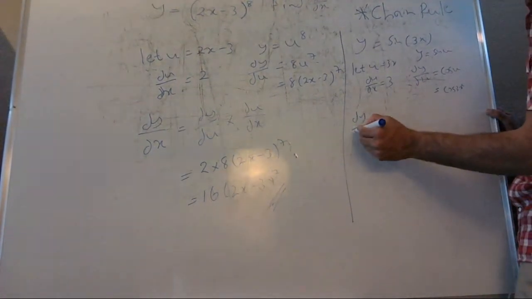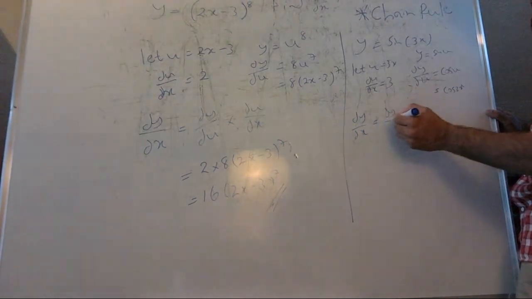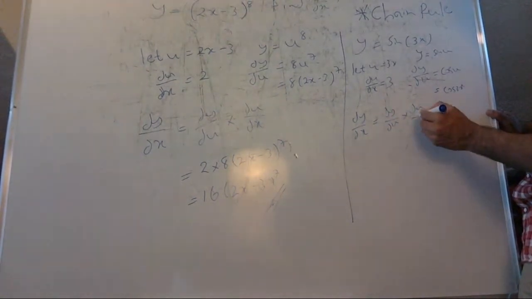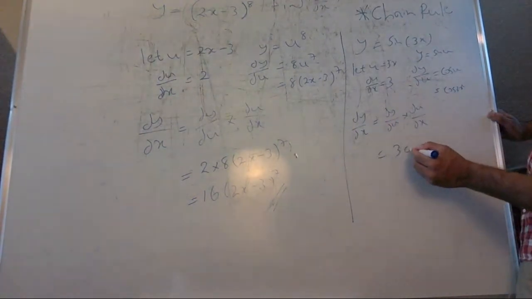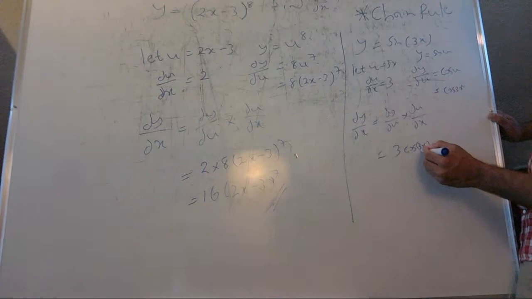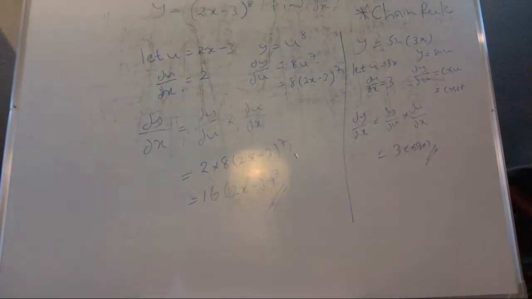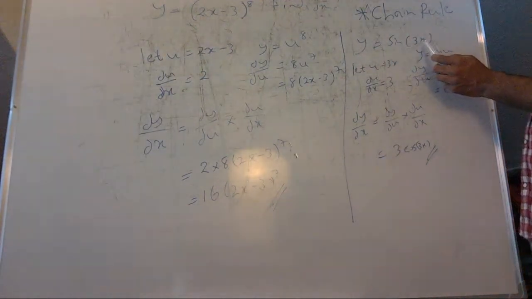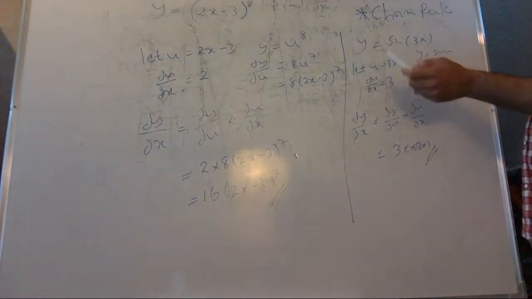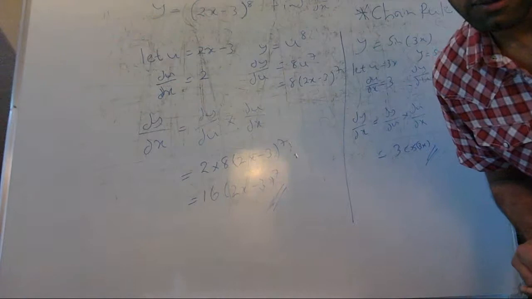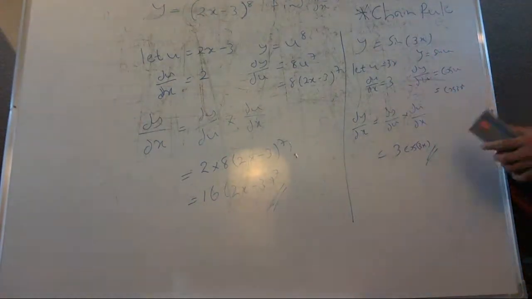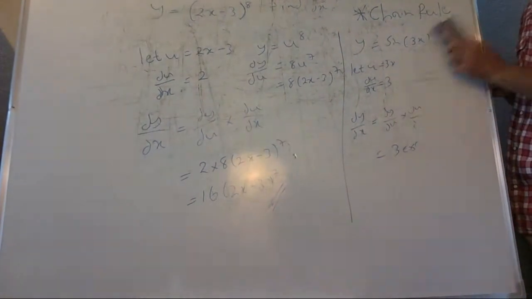So dy dx equals dy du times du dx, which is basically that times that, so it gives you 3 cos 3x. There you go. So that's what you get when you differentiate sine 3x. In particular, if you differentiate sine nx, n any number, it gives you n cos nx. Okay, so that is the chain rule. So let's try and do one more complicated question. I'm only going to use chain rule here today.